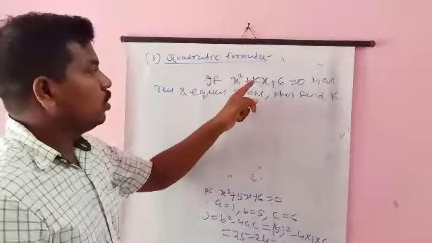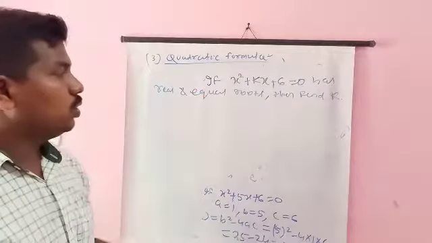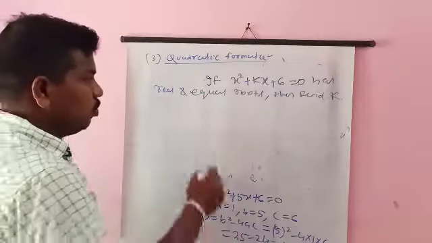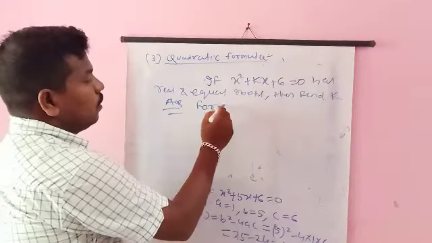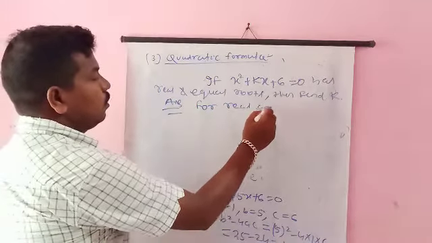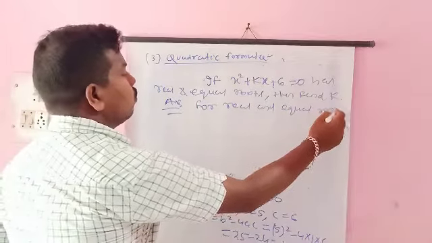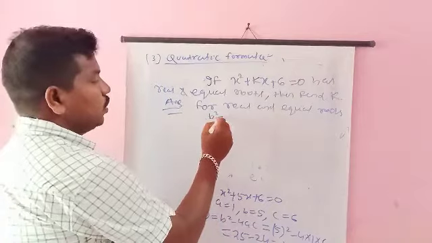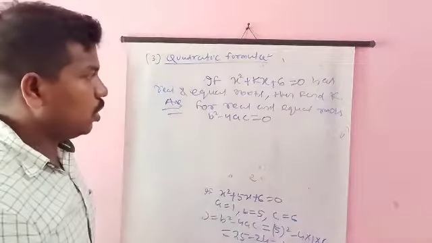So if x square plus kx plus 6 equal to 0 has real and equal roots, then find the value of k. For real and equal roots, we know that b square minus 4ac equal to 0.